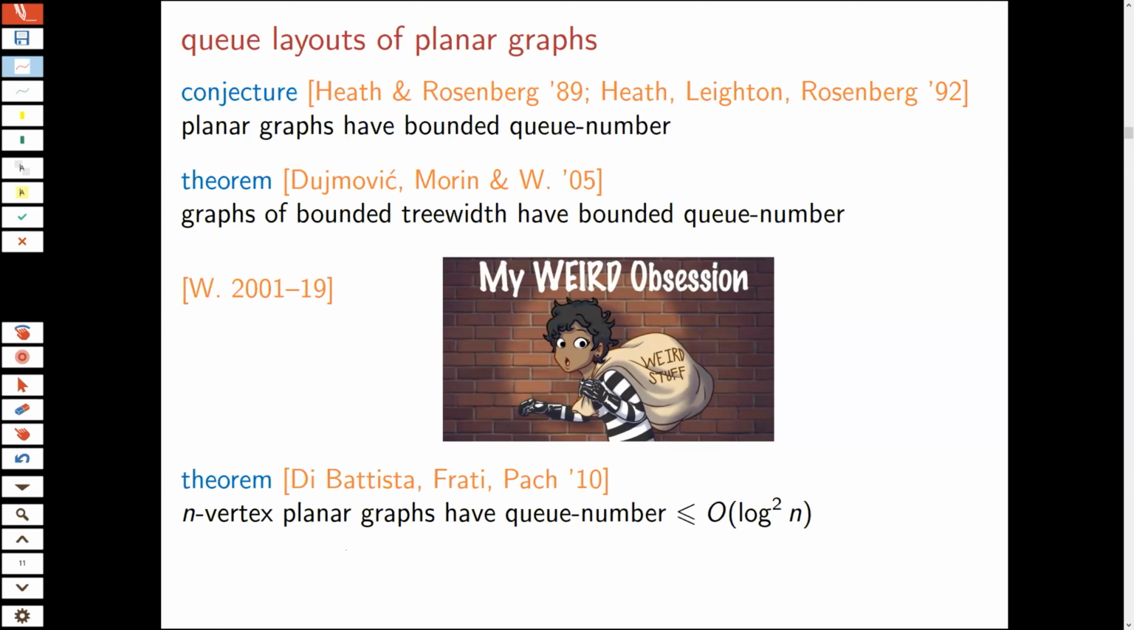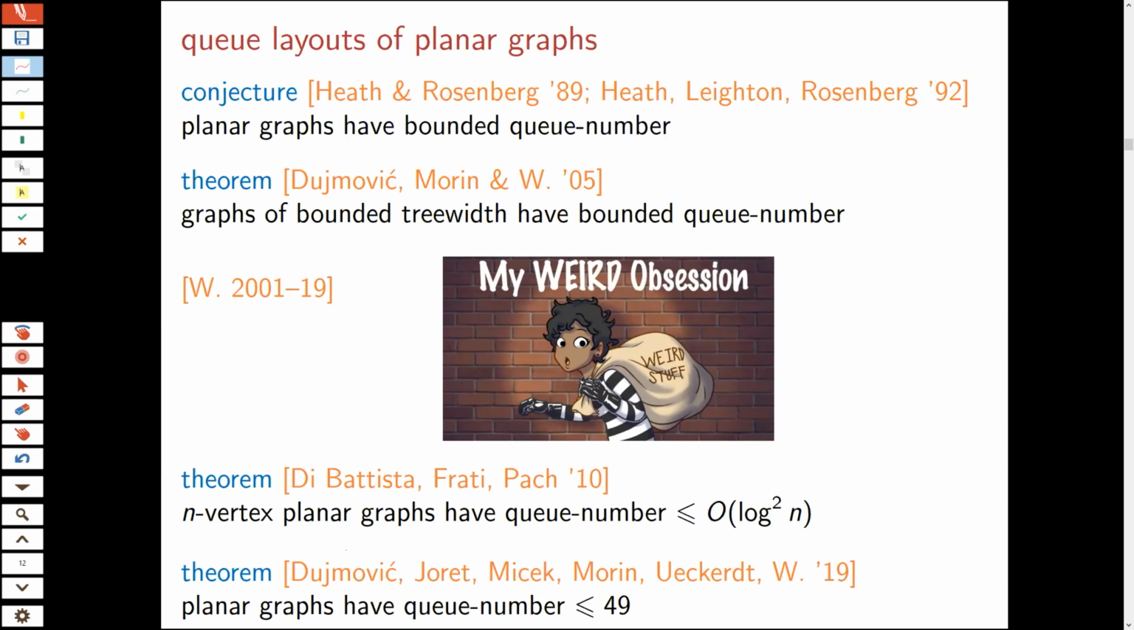After this, Vida Dujmović found a much simpler proof with big O of log n, as I recall. Anyway, it was still open whether there was any upper bound on the Q number of planar graphs that was independent of the number of vertices. That was the goal, and that's what we showed. We showed that planar graphs have Q number at most 49. The constant 49 is not the important thing. The important thing is that there is a constant that upper bounds the Q number of planar graphs.